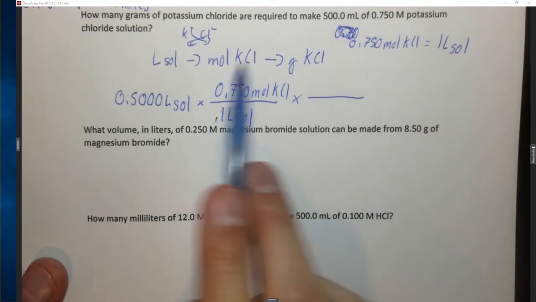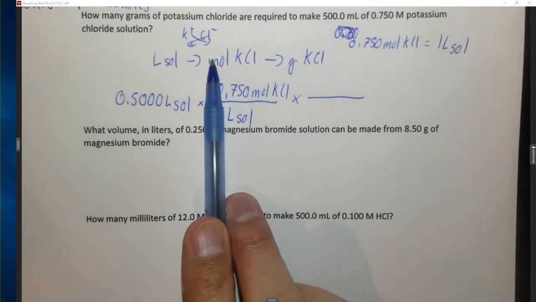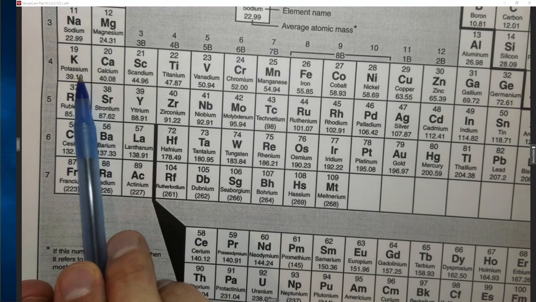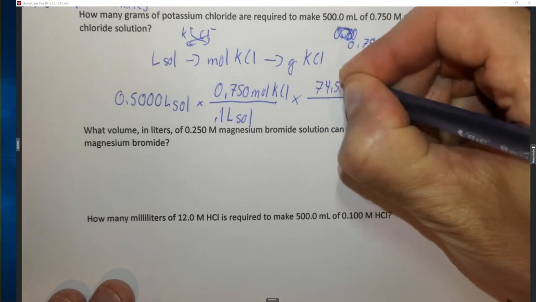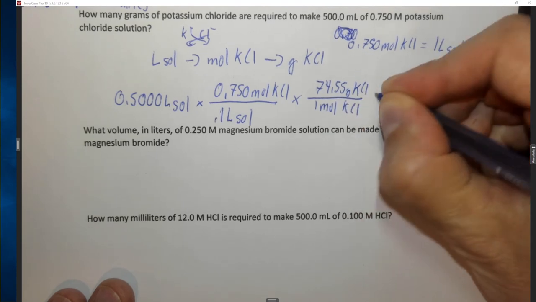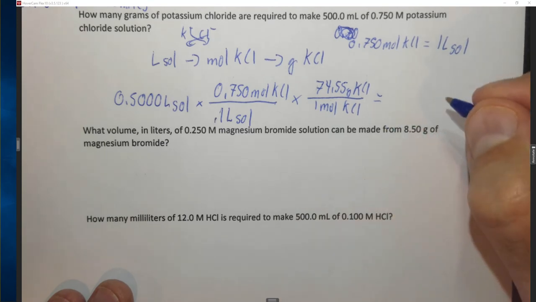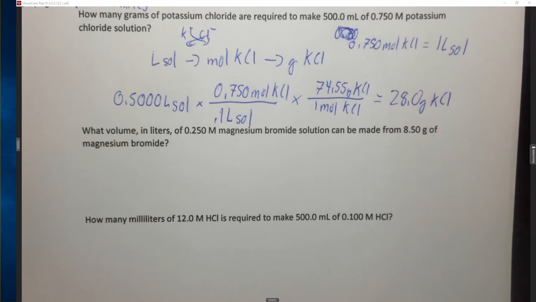Now we need to convert from moles to grams. Always, always, always to convert from moles to grams or grams to moles, we're going to use a molar mass. And we can either look that up as a K and a Cl and add them together, or we can just Google it, and it turns out that it's 74.55 grams of KCl is equal to 1 mole of KCl. So multiply by the top, divide by the bottom, multiply by the top, divide by the bottom, repeat until you get to the end, and you get 28.0 grams of KCl as the mass of KCl required to make this particular solution.